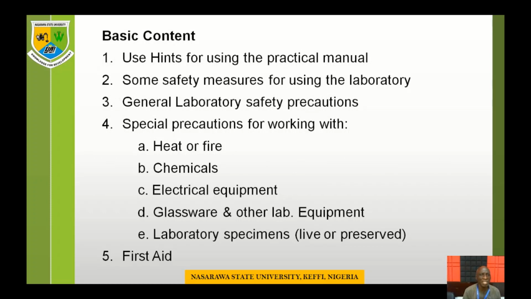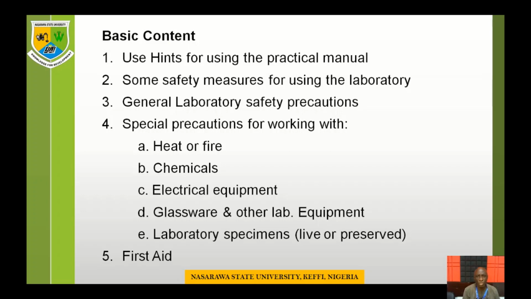The basic content that we are going to see in the manual, number one, you'll find on the first one or two pages some useful hints for using the practical manual. The manual itself contains a guide on how to use it. Every instrument that you buy in the market, whether your handset, your phone, your wristwatch, contains certain information, a small leaflet that guides you on how to use it. So this manual has a guide on how to use itself.